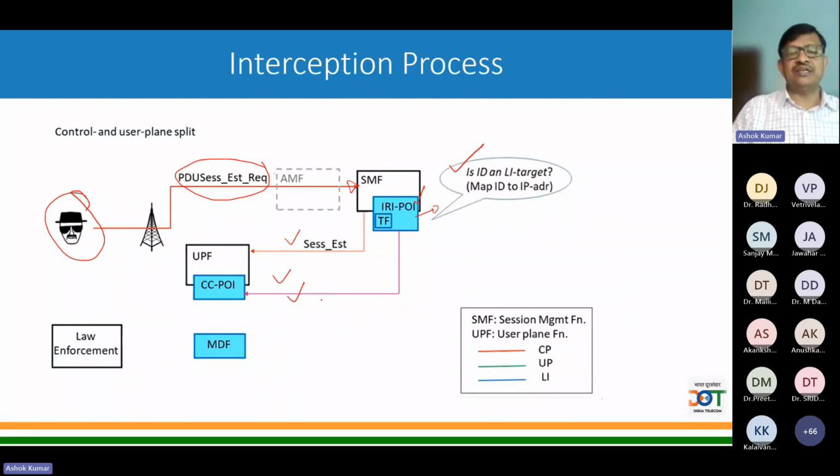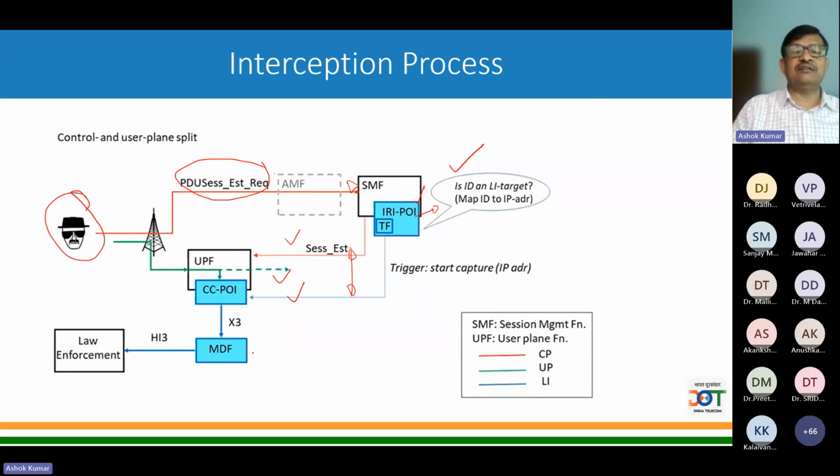So now UPF is triggered. It's a parallel one. Whenever a session is being created, the triggering function has given a command to UPF to start capturing the voice or data, whatever it may be. And in parallel, whatever is being captured will be passed on to LEA through MDF. So MDF, on the X3 interface, gets CC and POI, IRI, and then passes it on the HI interface. So call content and also whatever is required for that purpose. So this is how interception takes place.